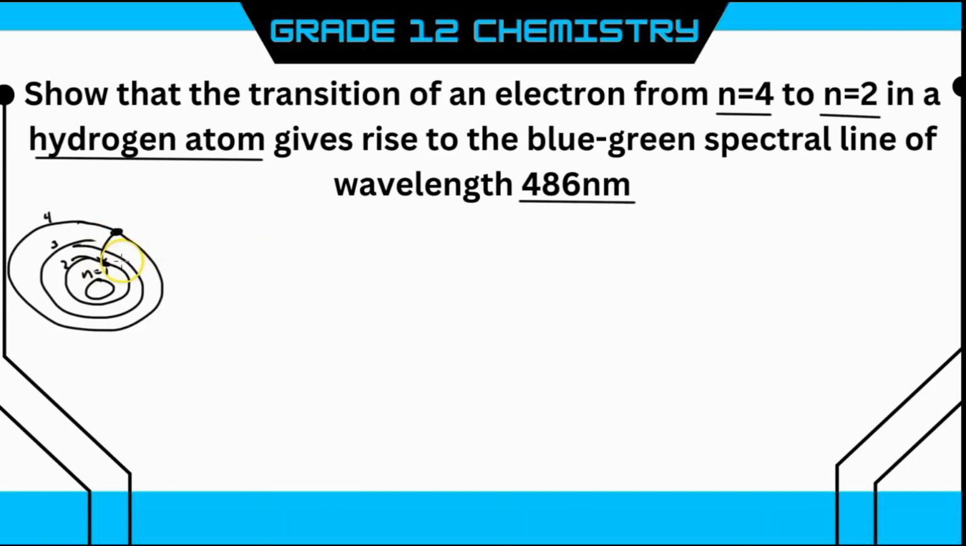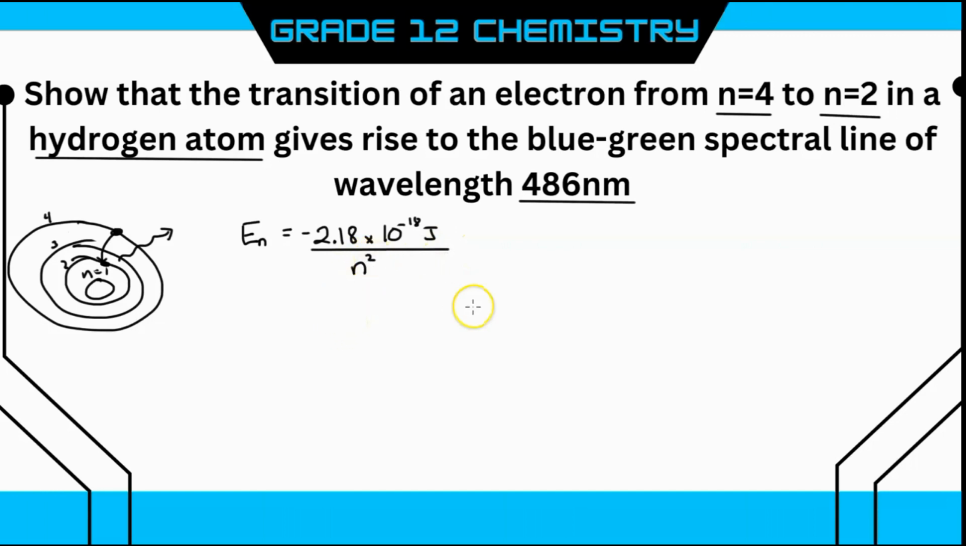And so it's going to lose some energy, and that energy is going to be emitted as a photon. What we're trying to see is whether or not that photon has a wavelength of 486 nanometers. To do that, let's find out how much energy this electron loses. We have this equation here in our chemistry class. The energy level in hydrogen at the nth level is equal to negative 2.18 times 10 to the minus 18 joules, all divided by n squared.